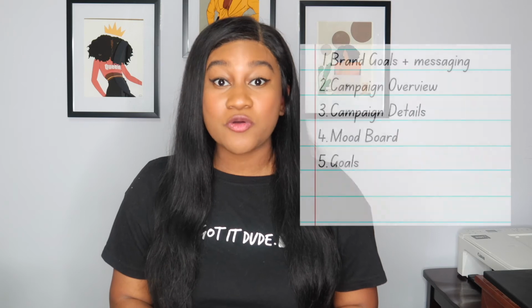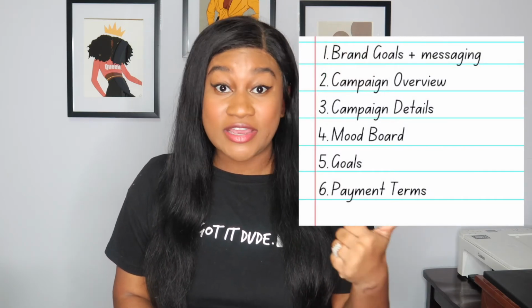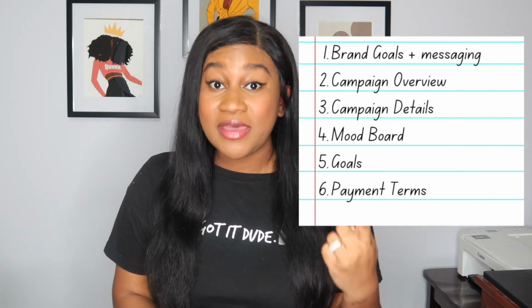Next, you want to put some goals. So you want to, of course, put the purpose of the campaign. Is the purpose to drive sales? Do you want to increase your website traffic? Do you want to increase your engagement, your brand awareness? You want to put that here and make it clear so the influencer can take that into consideration when they're making their content. You also want to include the payment terms, so the rate that you both agreed on, the method of payment, and the dates that the payment will be made.